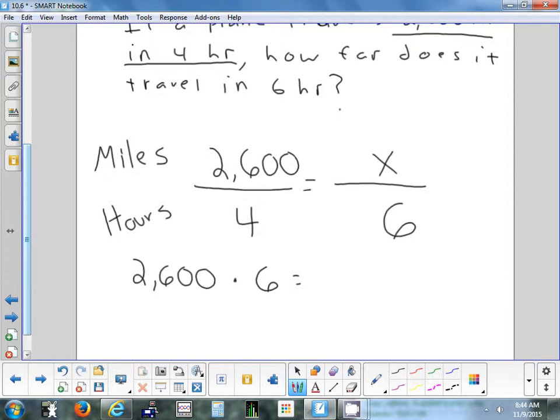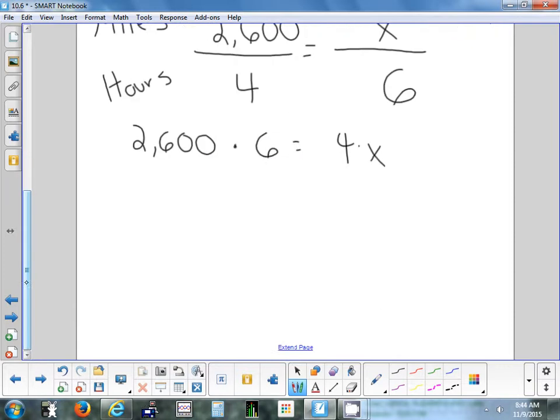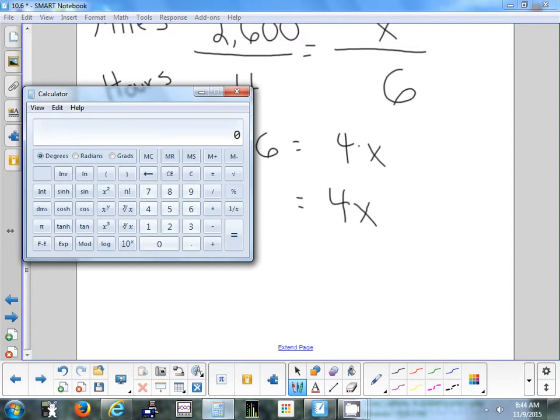Equals, on the other side, Maria, what am I going to have? 4 times x, right? So 4 times x is just going to be what? 4x. Calculator. Where's the calculator? 5th button to the right on the bottom. Oh, there it is. So I'm going to do 2,600. Oops, too many. Why clear this thing? There we go. Times 6 equals.